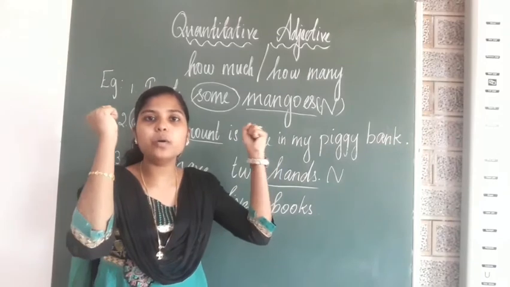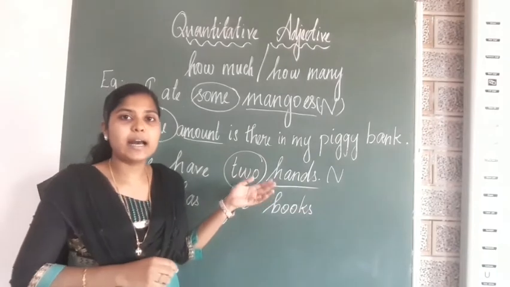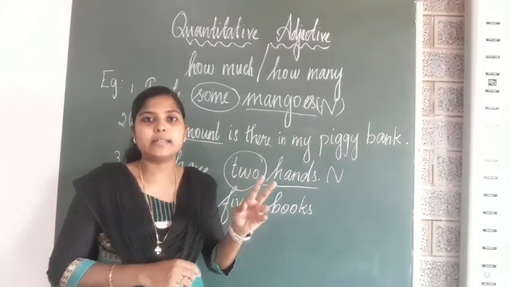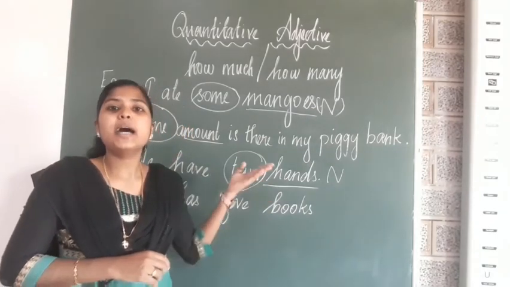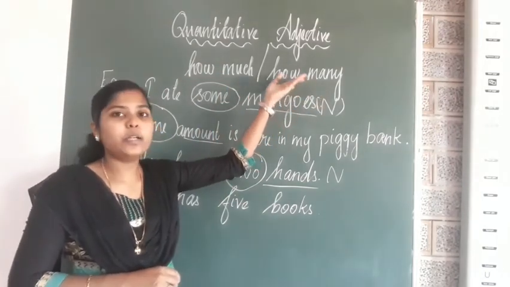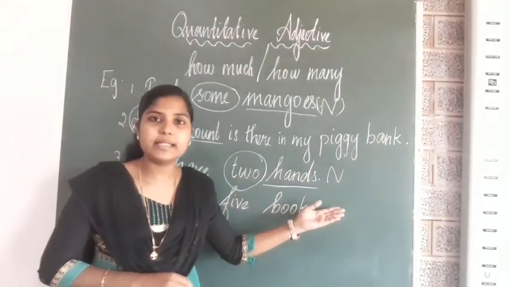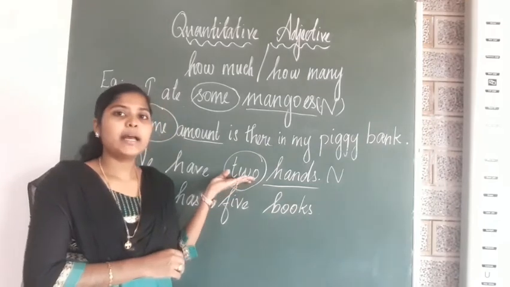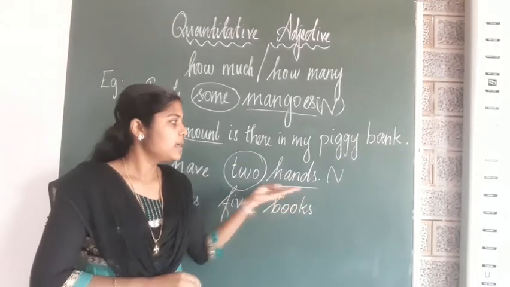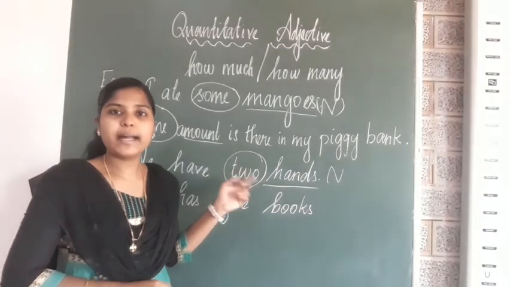We have 2 hands. Here the word 2 is saying how many hands are there? It answers the question how many. So how many and how much are denoting the quantitative adjective. Here the word 2 is saying how many hands or how many the noun is. Hands is a noun. So the word 2 is the quantitative adjective.